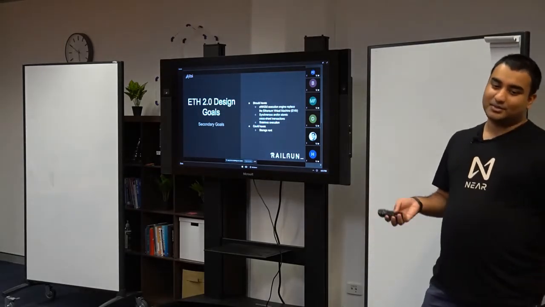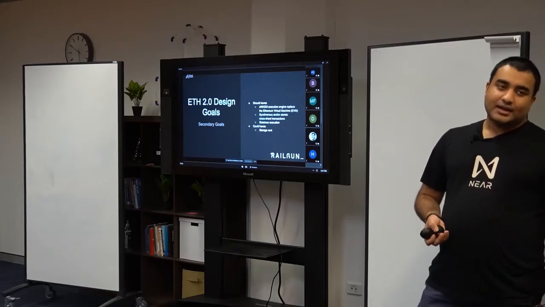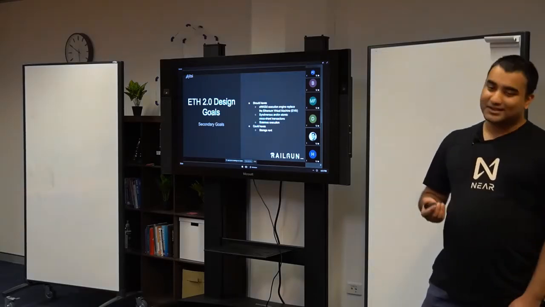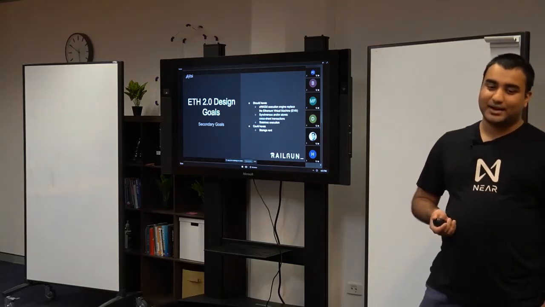Synchronous and atomic cross-shard transactions. I can come back to that one later. Stateless execution, I can probably come back to that one later.